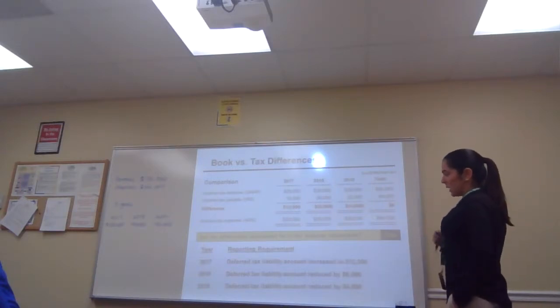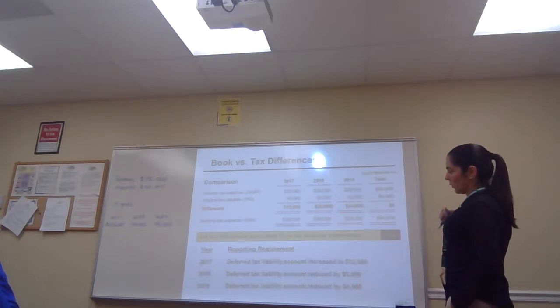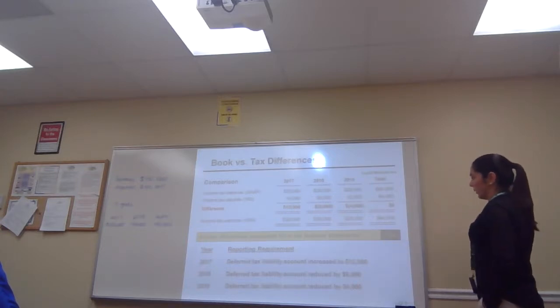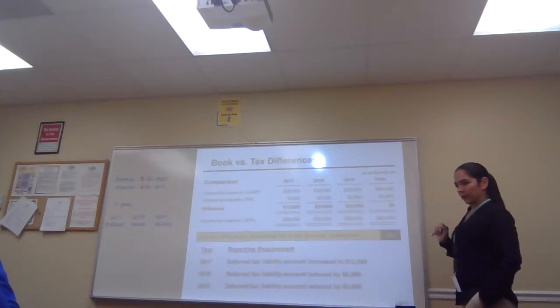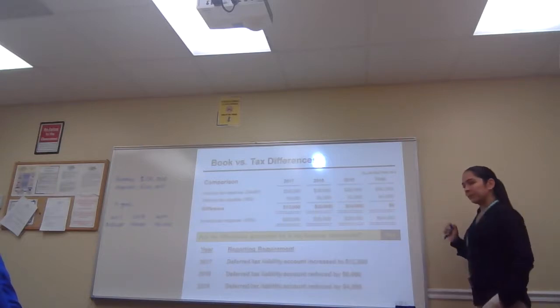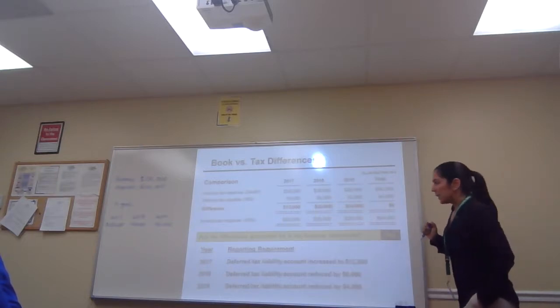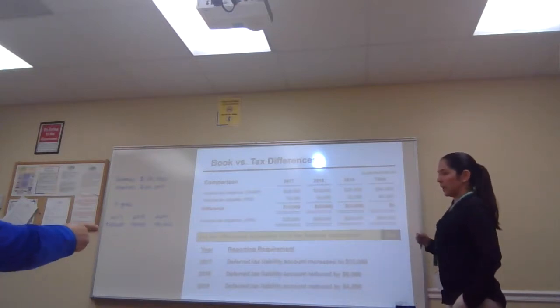In 2018, you'll have a deferred tax liability which is reduced by the $8,000. And then in 2019, your deferred tax liability is reduced by the $4,000, netting down to 0, because they're timing differences. Yes, they're negative, in parentheses, correct. So you're netting out to 0 at the end.